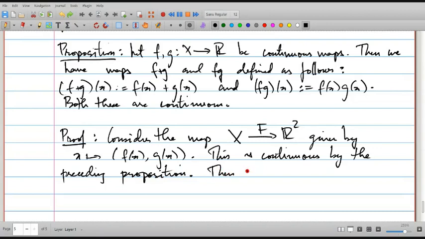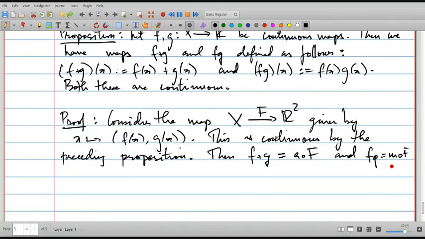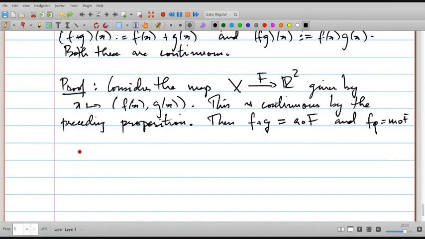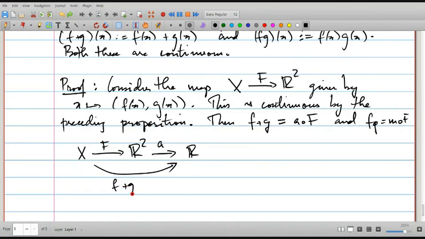Now the map f plus g is simply equal to a composed with f, and fg is equal to m composed with f, where a and m are the addition and multiplication maps from R2 to R. So here we have f. So a is the addition map. So a compose f will be f plus g.